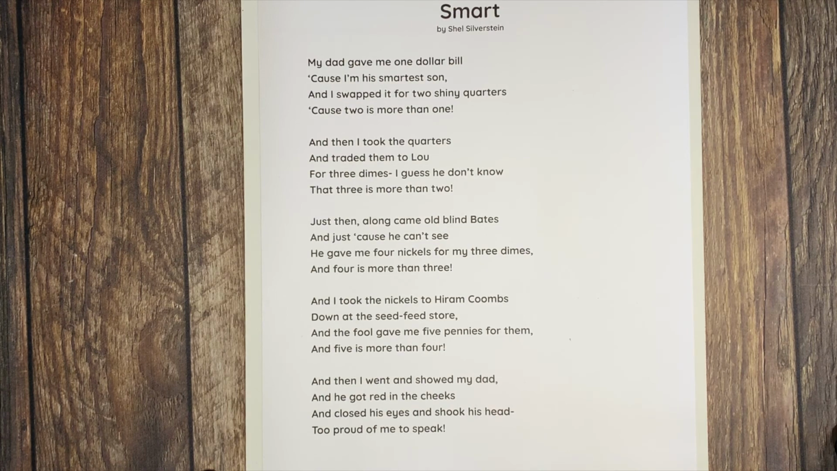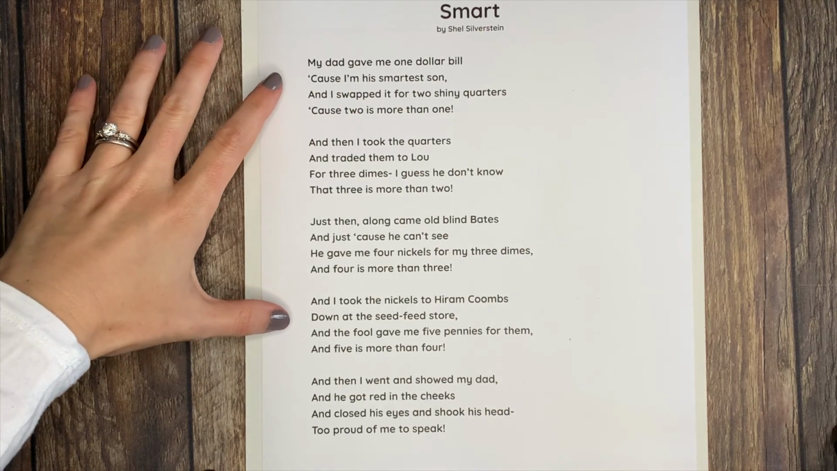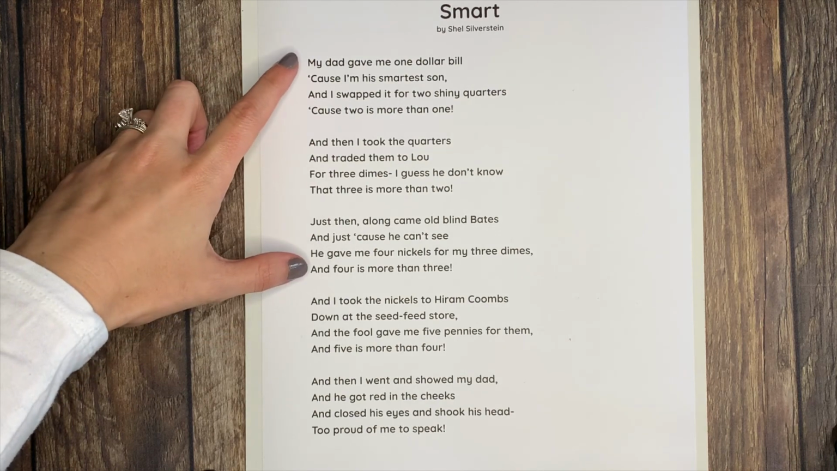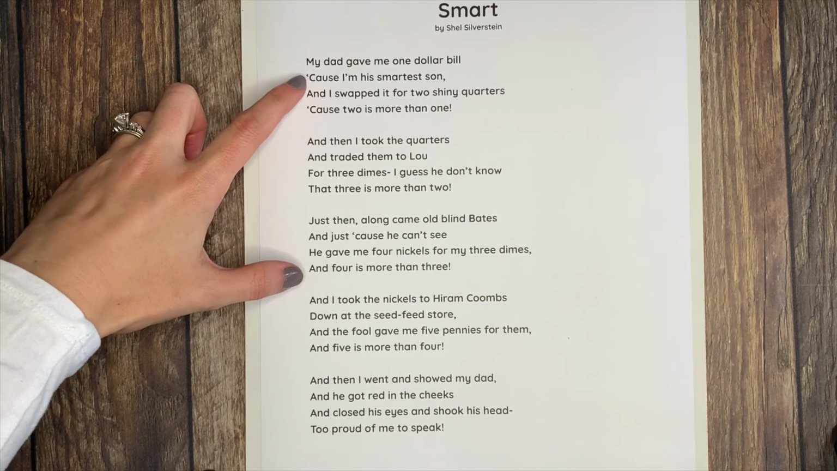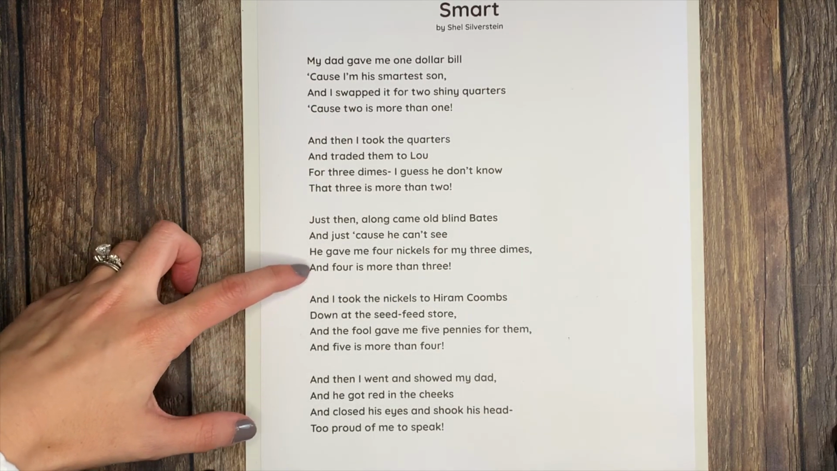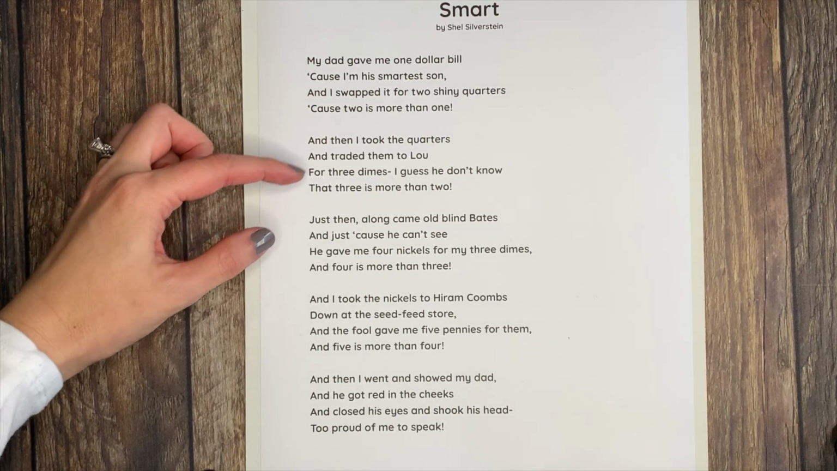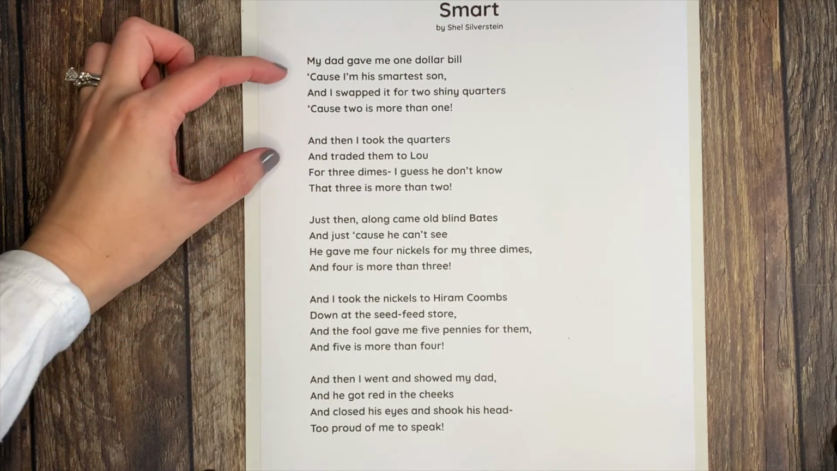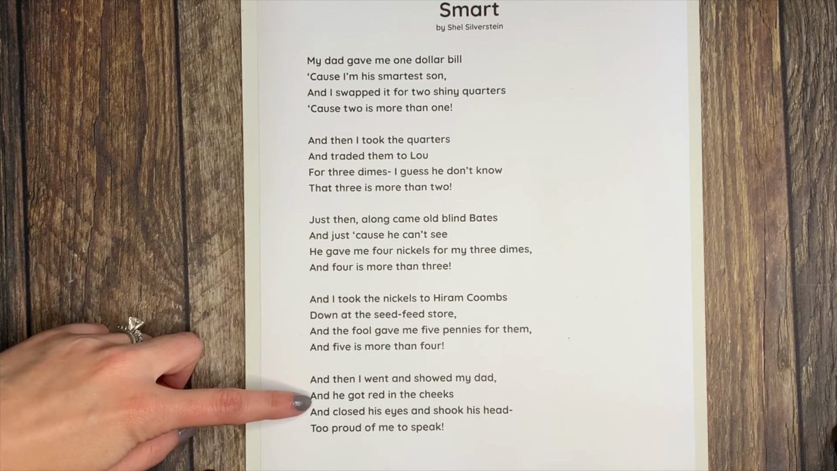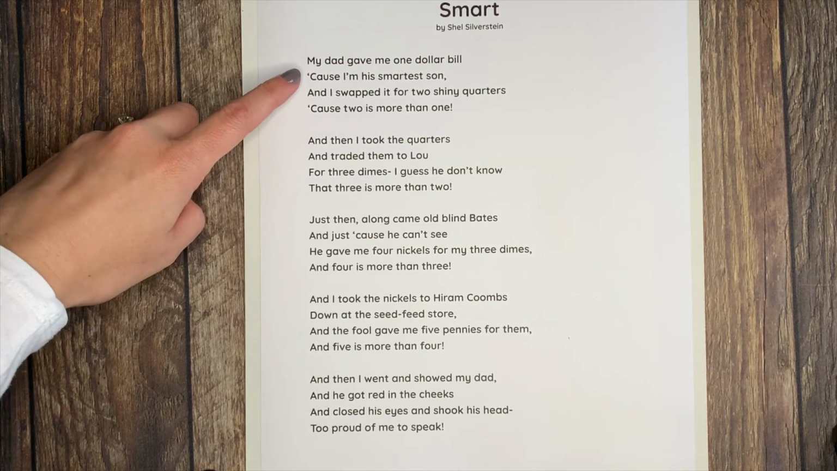One thing you should notice before we get started is that with poems, things look a little bit different than they do in chapter books. Instead of sentences, we have lines. We call each one of these sections a line of poetry. When we have several lines that are together with a space in between, we call those stanzas. So in this particular poem, we have 1, 2, 3, 4, 5 stanzas in this poem. Let's look at the first stanza.